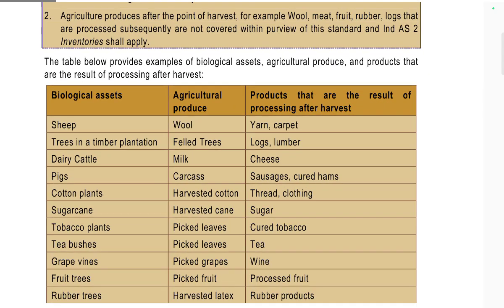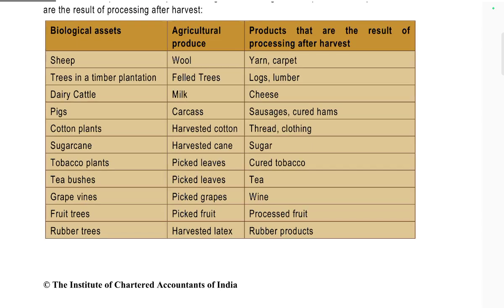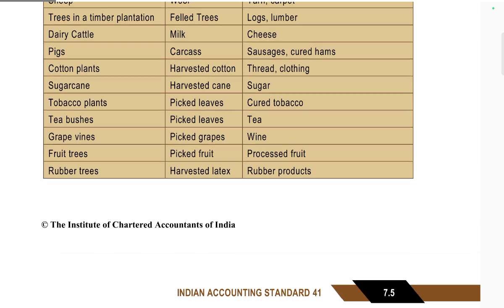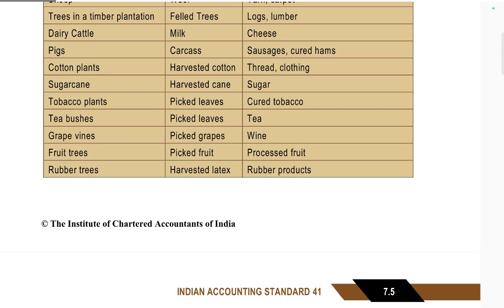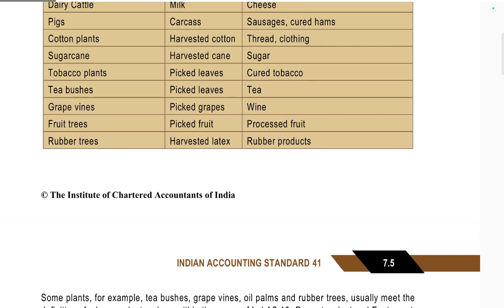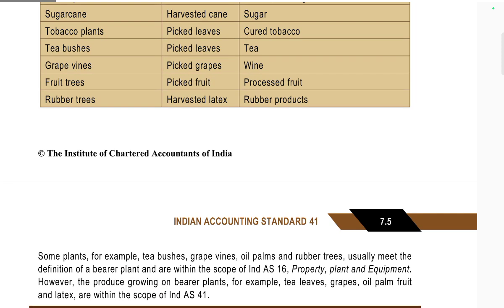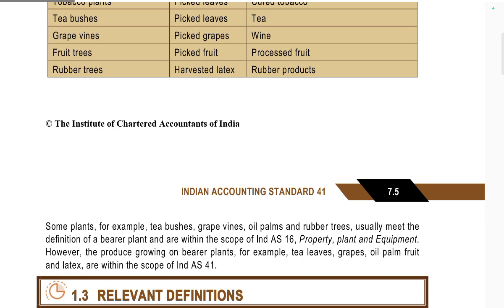The below provides examples of biological assets, agriculture produce, and products that result from processing after harvest. Sheep: wool, yarn, carpet. Trees: felled trees, logs, timber. Dairy cattle: milk, cheese. Pigs: carcass, sausages, cured hams. Cotton plants: harvested cotton, thread, cloth. Sugarcane: harvested cane, sugar. Tobacco plants: picked leaf, cured tobacco. Tea bushes: picked leaves, tea. Grapevines: picked grapes, wine. Fruit trees: picked fruit, processed fruit. Rubber trees: harvested latex, rubber products.